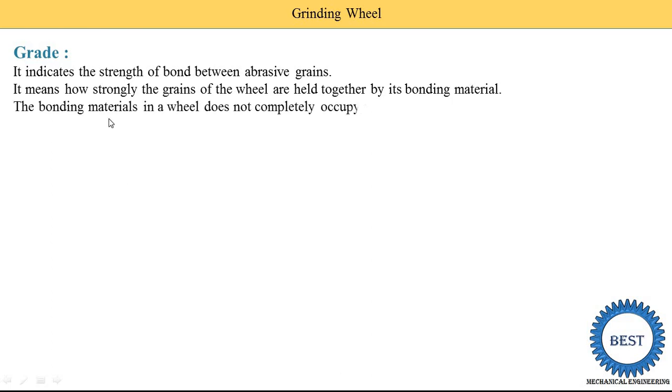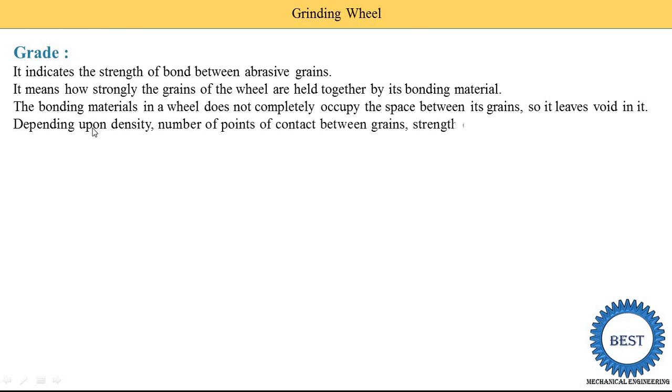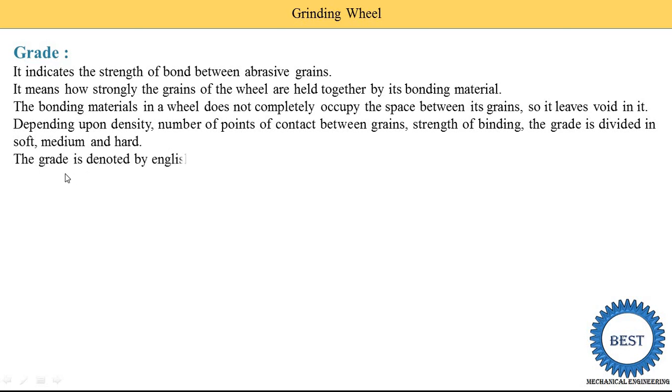The bonding material in a wheel does not completely occupy the space between its grains, so it leaves voids in it. Means that there is some air between the two grain particles. It is not completely filled with the binding material. Depending upon the density, number of points of contact between the grains, and strength of the binding, the grade is divided into soft, medium and hard. Means according to the grade, the wheel is classified as soft, medium and hard, and the grade is denoted by English alphabets as under.